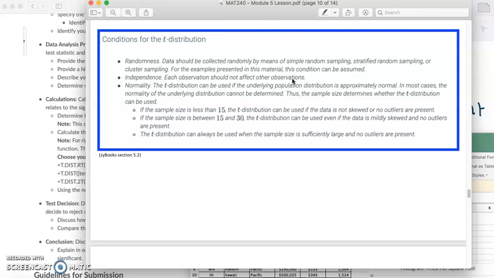Normality, the t-distribution can be useful if the underlying population distribution is approximately normal. In most cases, the normality of the underlying distribution cannot be determined. Thus, the sample size determines whether the t-distribution can be used. So again, your sample size comes into play here, and you should be mentioning that when you talk about the conditions.